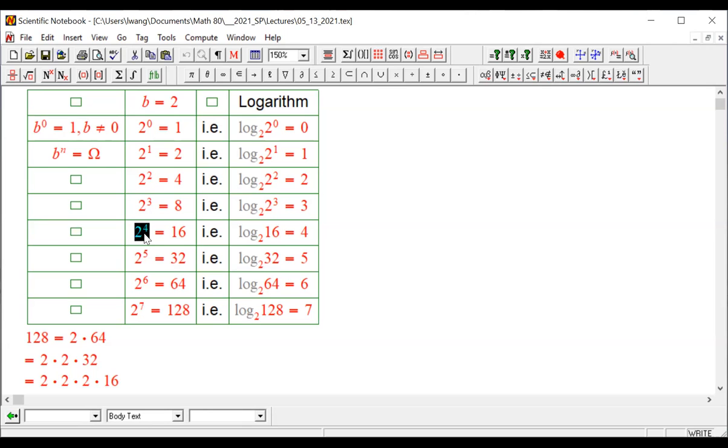2 to the power 4 is 16, so 16 can be rewritten as 2 to the power 4, and the answer is 4. Do you guys see that? And 32 is 2 to the power 5. And 64 is 2 to the power of 6. And 128, as we figured out, is the same as 2 to the power 7.